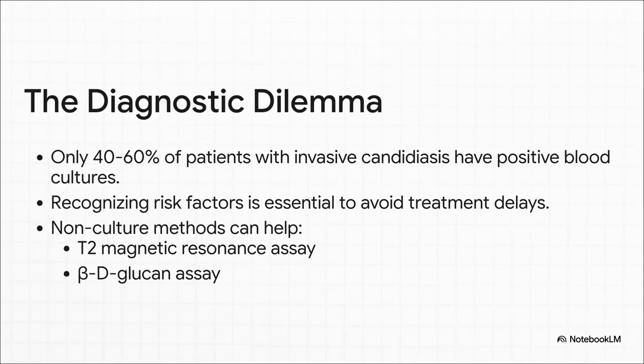But here's the kicker, and this is what makes diagnosis such a headache. Up to 60% of patients who actually have invasive candidiasis will have negative blood cultures. Negative. So if you're just waiting on a blood culture to turn positive, you could be dangerously behind. Thankfully, we have some newer tools like the T2 magnetic resonance assay, which can find Candida DNA in the blood, or the beta-D-glucan assay. These can give us a heads up much, much faster.